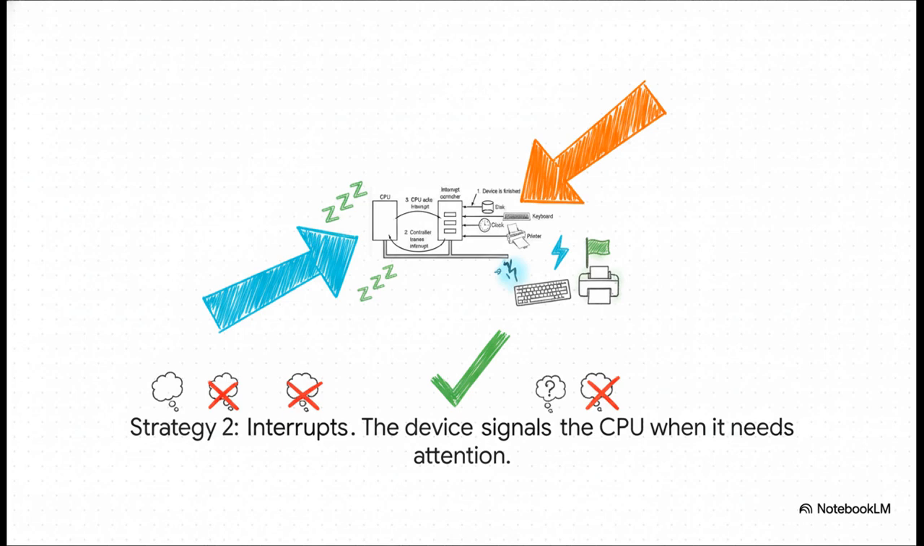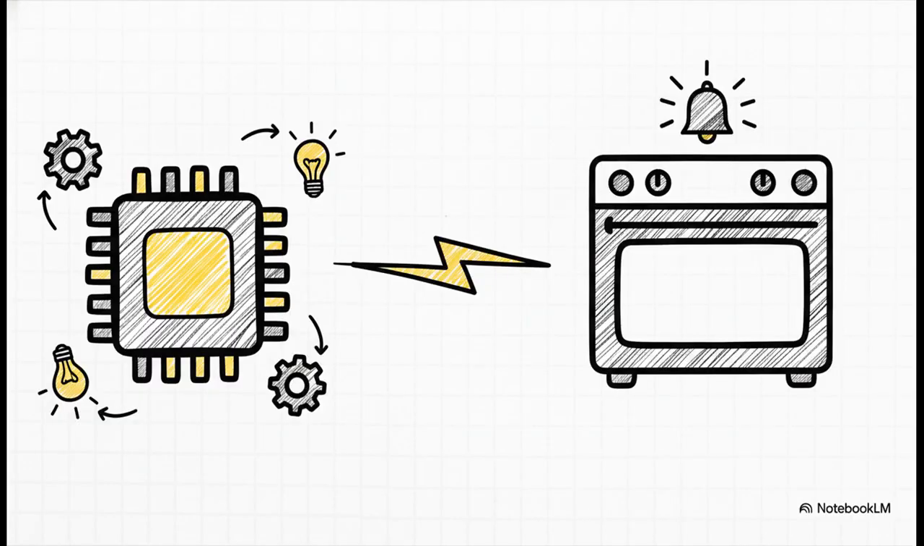Now, a much smarter way to do things is by using interrupts. As you can see here, instead of the CPU constantly nagging, the device itself takes charge. When the keyboard has a keystroke ready, or the printer is finally done with a page, it sends a little signal, an interrupt, to the CPU. The CPU then gracefully pauses whatever it's doing, handles that one request, and then gets right back to its important work. So much better.